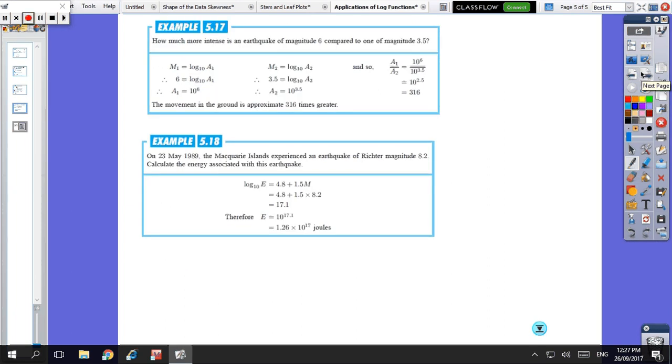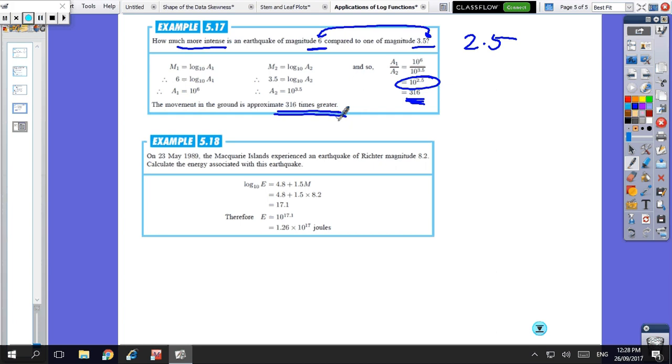Okay, so how much more intense is an earthquake of 6 compared to 3.5? It doesn't sound like it's very much different. Basically, the short way of doing it is you just find the difference between those two numbers, which is 2.5, and then you just raise 10 to that power, and on your calculator, 10 to the power of 2.5 equals 316. So it's 316 times greater.